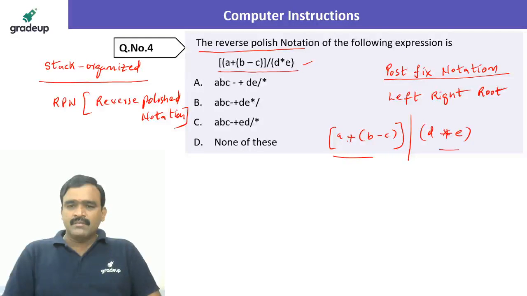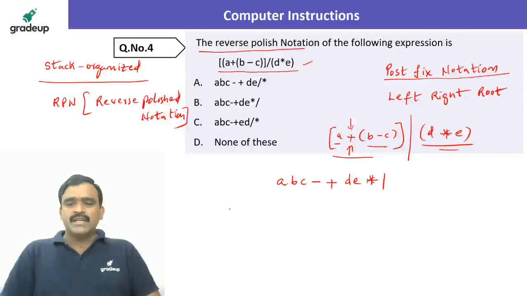Within the left side, again plus is the main operator. This is the left side of main, this is the right side of main. So on the left side you evaluate A, and the right side is B minus C. Again B minus C: B is left, C is right and minus is root. After that we perform the plus, and after that the right side. Right side means D, E, star, and again slash.